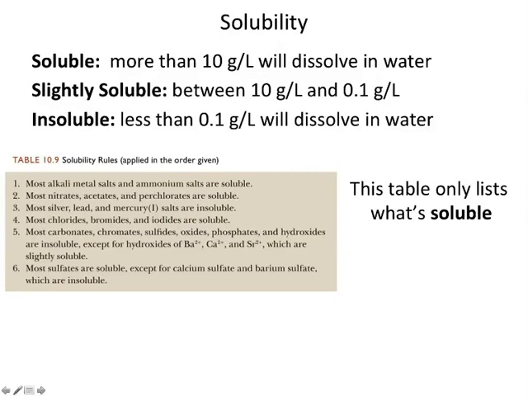Okay, so that leads us to the question of how do you define solubility? And so you have to draw a line somewhere, even though solubility varies on a spectrum from crazy insoluble to very soluble. And so the arbitrary line we draw is that something is soluble if more than, say, 10 grams per liter will dissolve in water. Something slightly soluble if between 10 and 0.1 grams per liter will dissolve in water. And then something insoluble still is a little soluble, but it's less than 1/10 of a gram in a liter of water. And so the solubility rules table here only lists what's soluble. It doesn't include the slightly soluble.